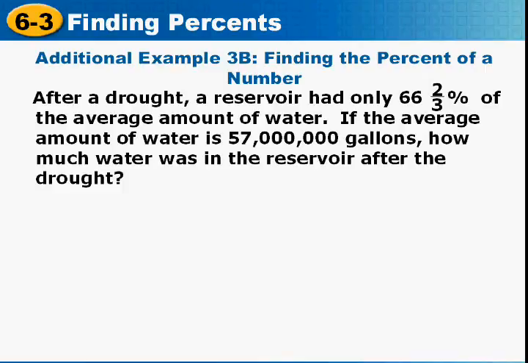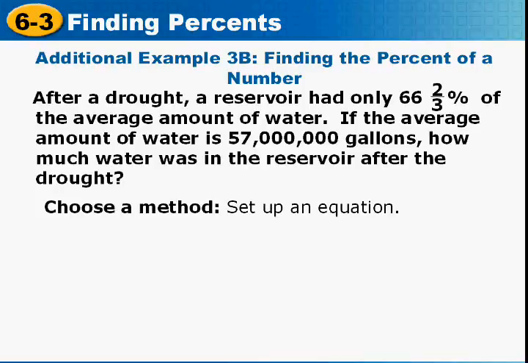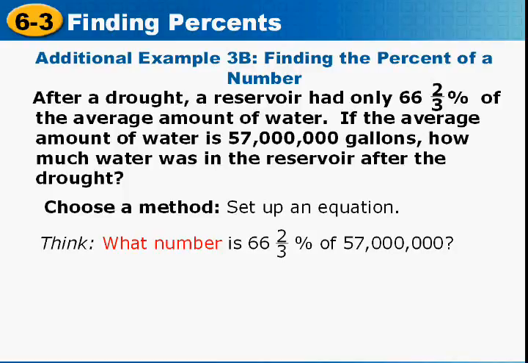Let's go back. We need to know how much water was in the reservoir after the drought. Well, after the drought, it only had 66 2/3% of the average amount. What was the average amount? 57 million. The method I chose for this one is set up an equation. So, remember, of means multiply. Is means equal. I know that the reservoir had only 66 2/3% of 57 million.